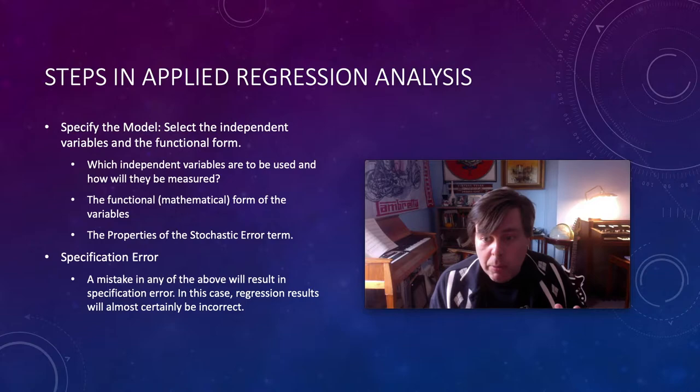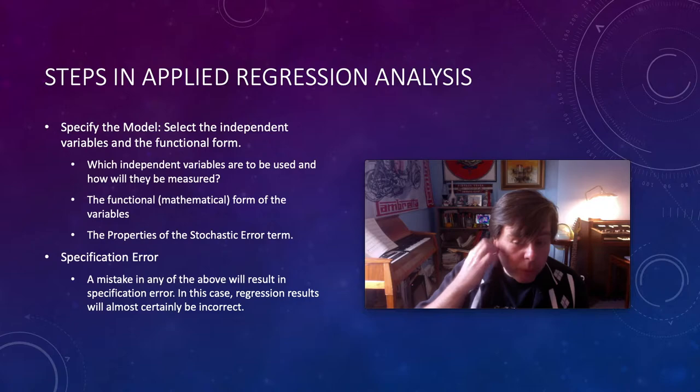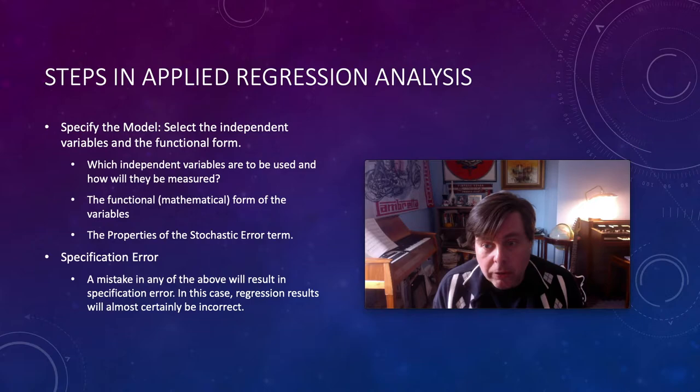We also need to think about the properties of the error term. Our OLS regression analysis requires certain assumptions about the nature of the error term, and if those assumptions aren't going to fit what we think the error term is going to look like, then maybe we need to utilize a different methodology. So we need to be thinking about what the hypothesized relationship of the error term to the dependent variable is.